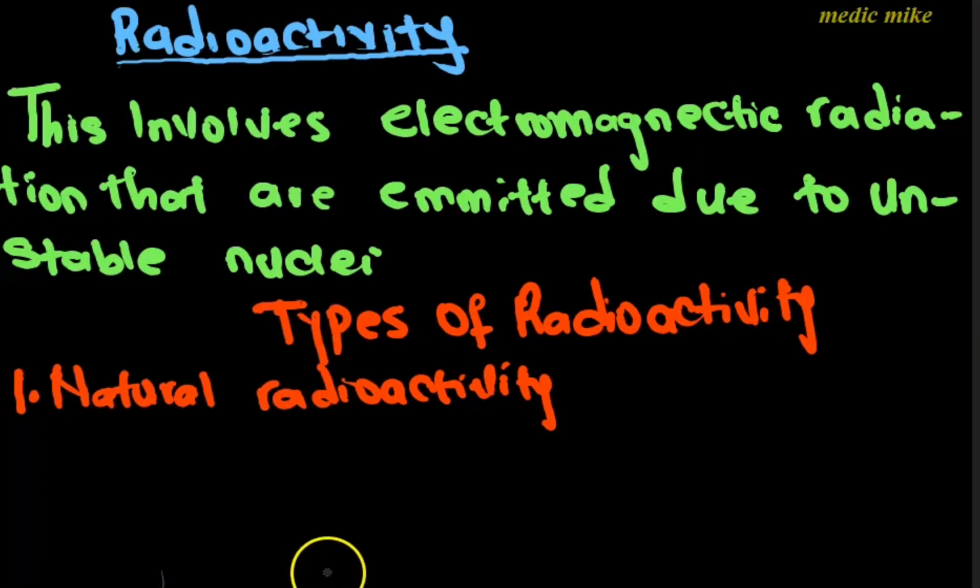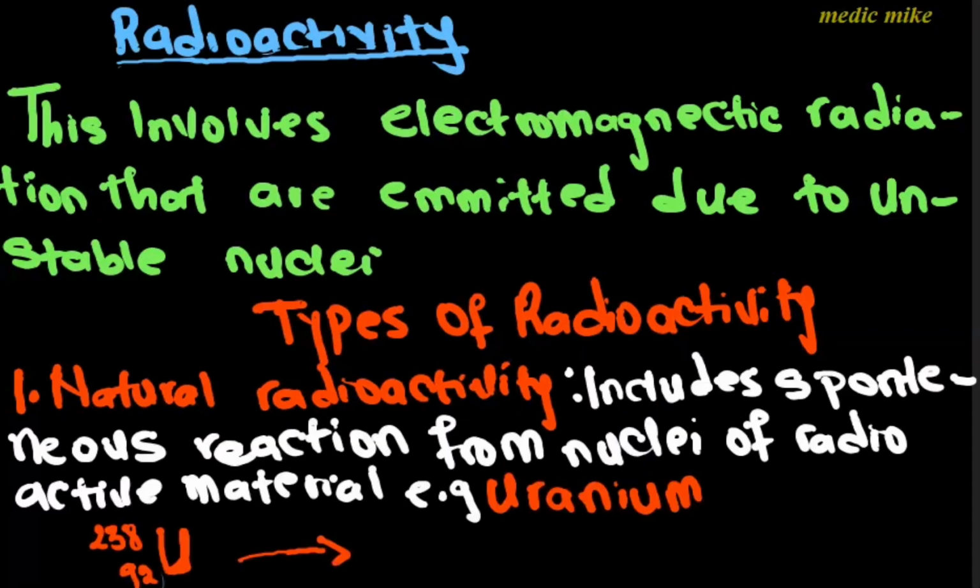Number one we have here is natural radioactivity. Natural radioactivity deals with spontaneous disintegration. That is, that disintegration does not need to be infused or enforced by any external agent. It is a natural thing, that is, it is spontaneous and it occurs on its own. An example of an element that undergoes natural radioactivity is uranium. A reaction that involves uranium undergoing natural radioactivity is presented below.